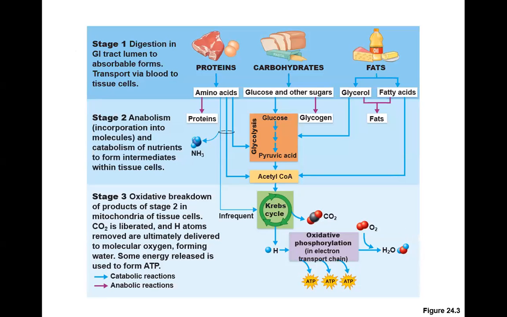Carbohydrates are broken down into glucose, and if we have too much glucose, we convert it to glycogen. And if we have even more than that, we convert it to fats. Fats are broken down in our small intestine to glycerol and fatty acids for absorption, because the triglycerides are too large to absorb. So we break them down into glycerol and fatty acids, and then we reassemble them in the lymphatic system as fats. And then we do whatever we're going to do with that.